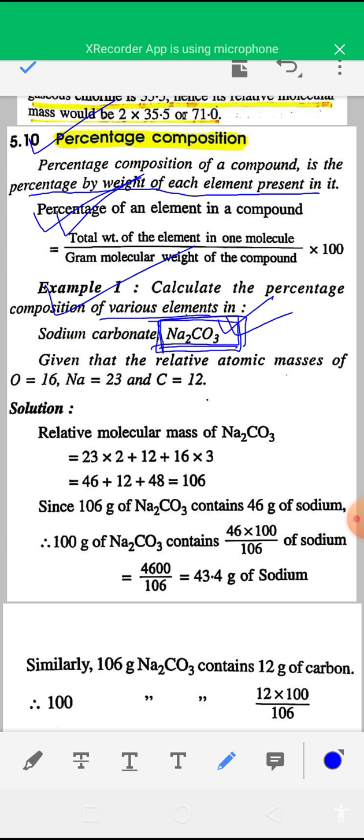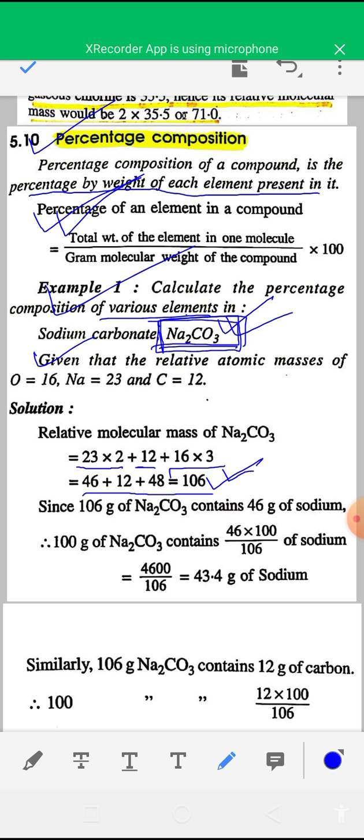Molecular weight of sodium carbonate: here atomic masses of different elements are given. Sodium atomic mass is 23, oxygen atomic mass is 16, and carbon atomic mass is 12. So first you have to calculate relative molecular mass of Na2CO3. In Na2CO3, 2 sodium, so 2 into 23, plus 1 carbon, 12, plus 3 oxygen, so 3 into 16. So total relative molecular mass of Na2CO3 is 106.